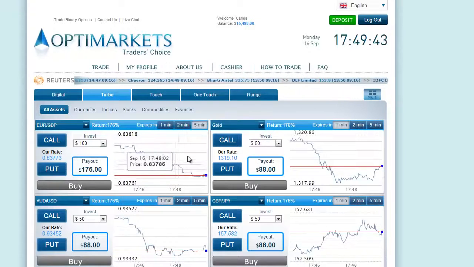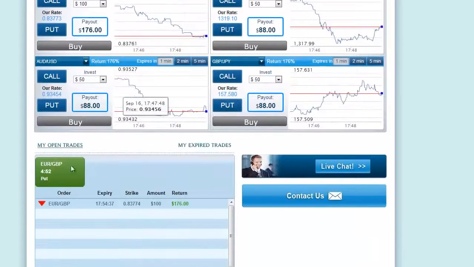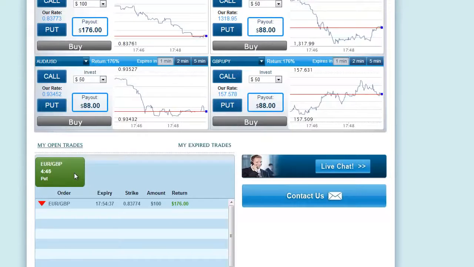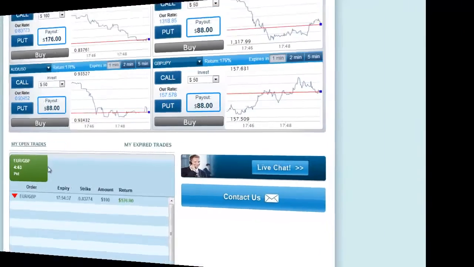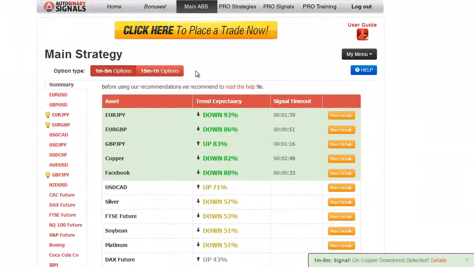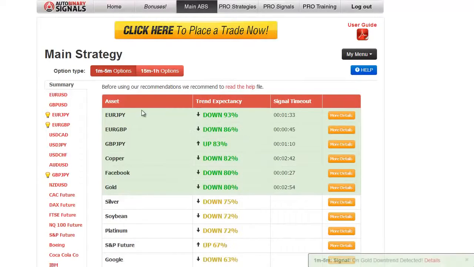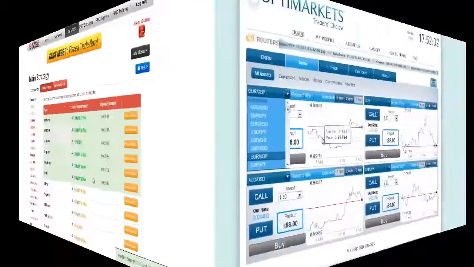Great. Now I have to wait for it. Here at the bottom I can see if it's green, I'm in the money, making money. If it's red, it means that I'm not in the money. So what I wanted to show you is how I place trades. It's very simple. You see there's a new signal now for gold. Here you have gold, with 2 minutes and 40 something seconds.